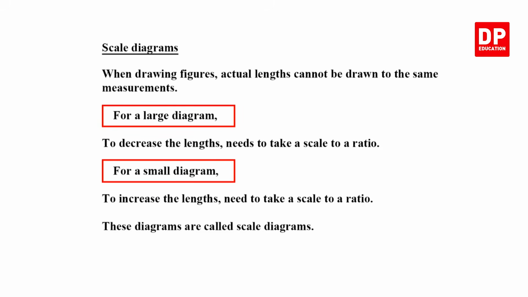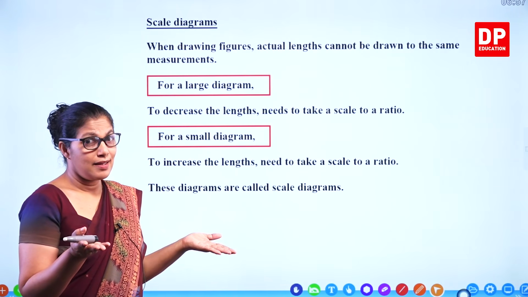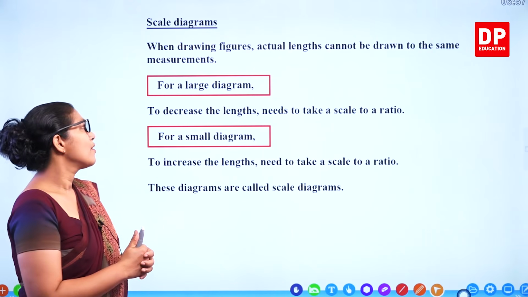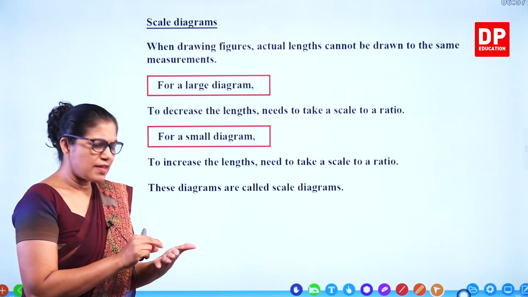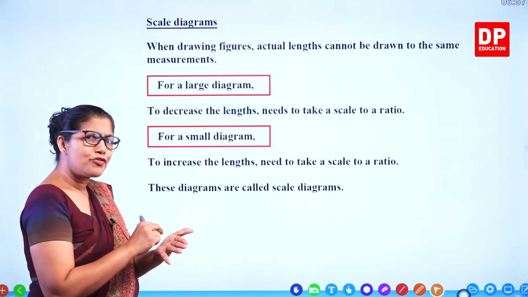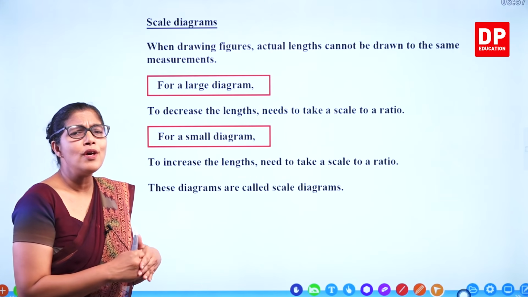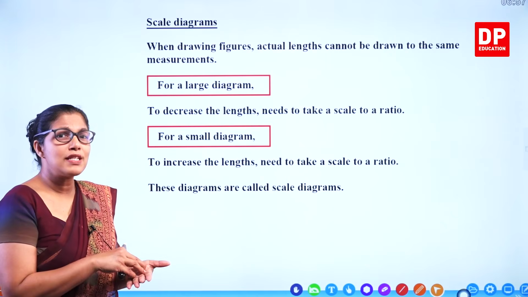Scale diagrams. So what are scale diagrams? When drawing figures, actual lengths cannot be drawn to the same measurement. For example, think about a map of Sri Lanka. It's a big one. So can you draw that on a piece of paper? You can't do that. Or if it's a very small diagram, a cell, so you want to draw the cell into your book. So what do we do? You have to increase the size. If the diagram is big, you have to reduce the size.